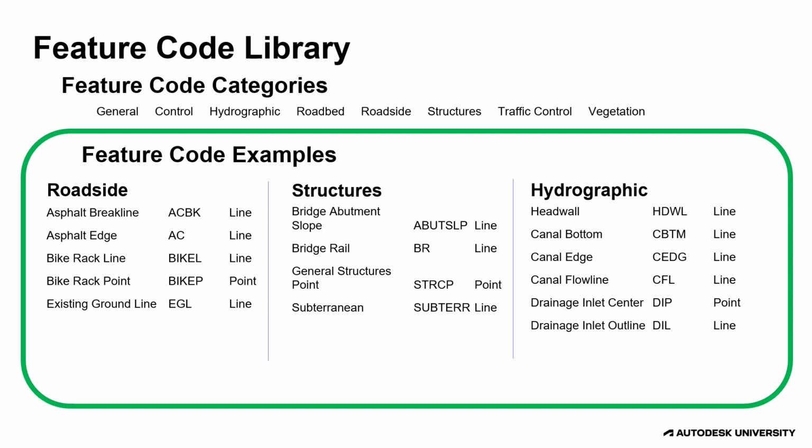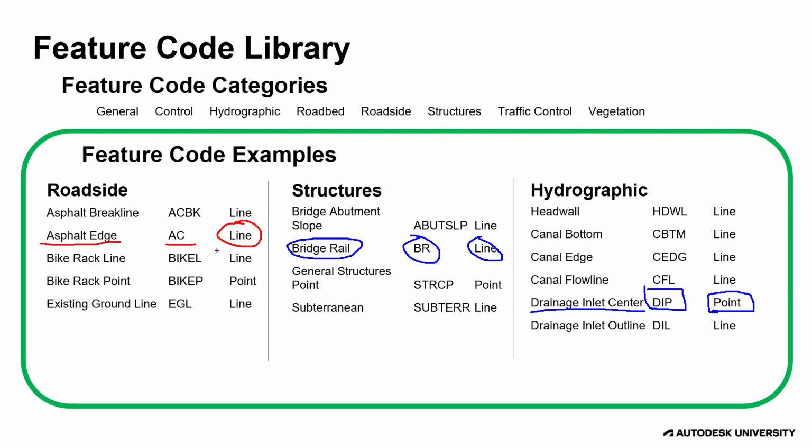And then under each feature code category, I'm going to have a feature code that I can use. So for some examples, I could have the roadside, and I could have the asphalt edge. And that would be my description. I can have my code of AC, and then what type of object I'm going to use this for, right? So in this case, it's going to be line. For structures, I may want to collect the bridge rail, and that code is going to be BR, and that's going to represent a line. And then I can have points. So maybe I have a drainage inlet center, and then I have my code, and that's going to represent a point.